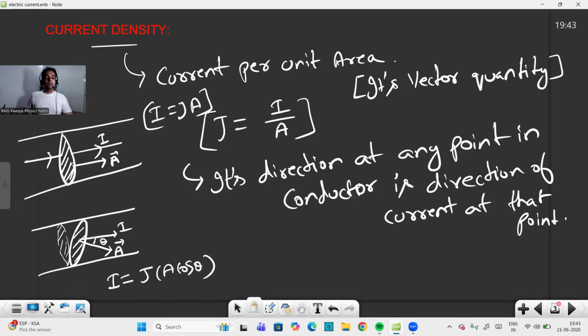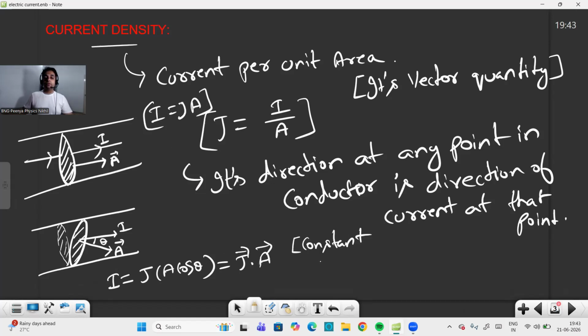But when there is an angle between the current and the area vector, we write I equals to JA cos theta. So here we can write I equals to J vector dot A vector, where J is the current density and A is the area. Correct? Okay. This formula is valid when there is constant current density.